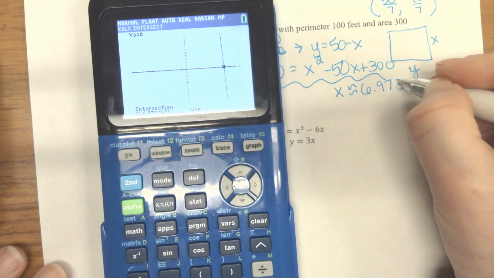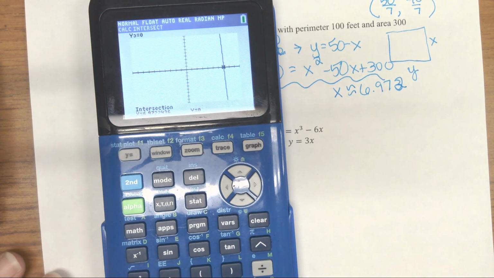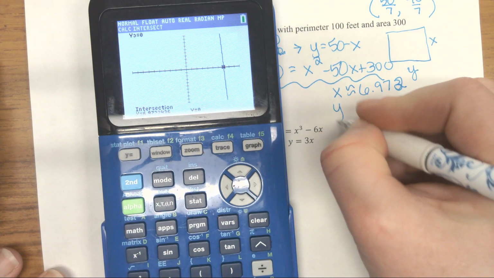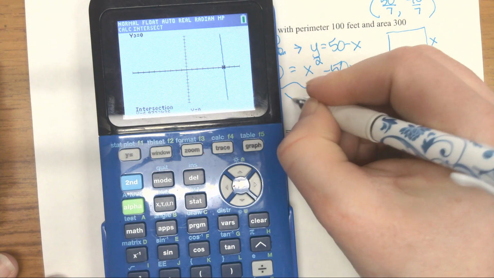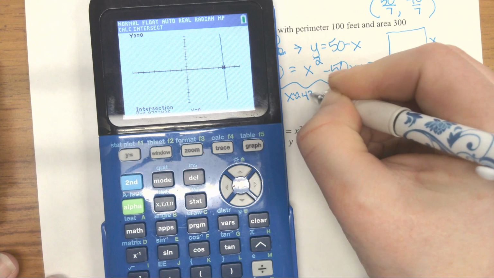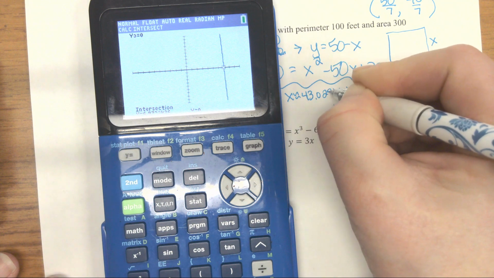Oh, so does mine. Thanks, Drew. 6.972. All right, if I wanted to find the y then, hey, was there another one when you zoomed out? Mr. Desmos? Was there another one when you zoomed out? Oh, yeah, there is. What is it? 43.9. I think so, but let me double check when I plug it in.